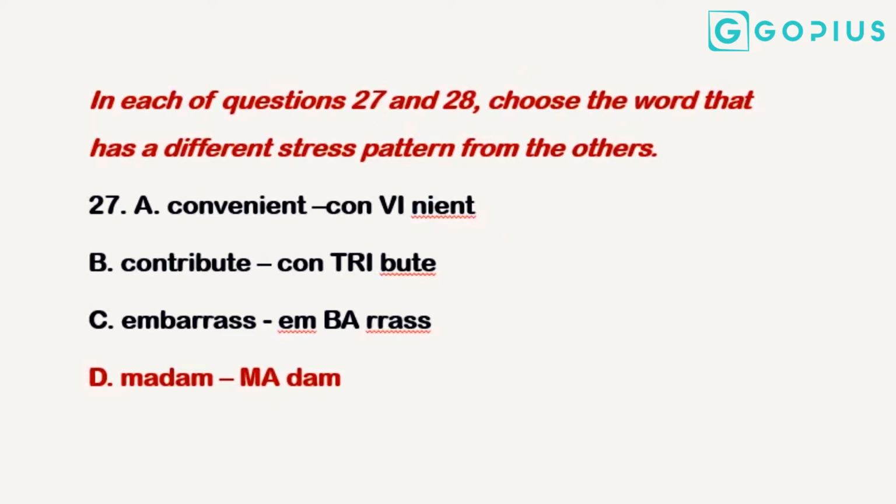For convenient, this is a three-syllable word, and the stress falls on the second to the last syllable. We have contribute, the second to the last syllable. And we have embarrass, also the second to the last syllable. But this one is just two syllables, and it is a noun. All of these are verbs, embarrass and contribute, and convenient is an adjective. So this is a noun, madam.